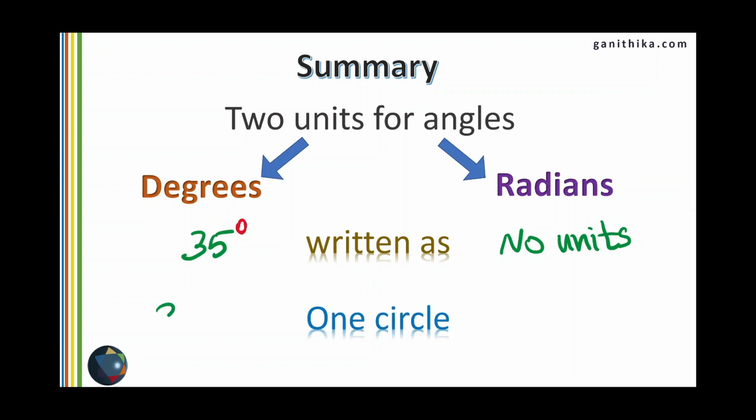In one full circle, when it is measured in degrees, we have 360 degrees. When measured in radians, we have 2 pi radians. You can notice that after 2 pi, we don't write any units or any symbols to represent radians. So if we write 2 pi, you know that we have measured the angle in terms of radians.